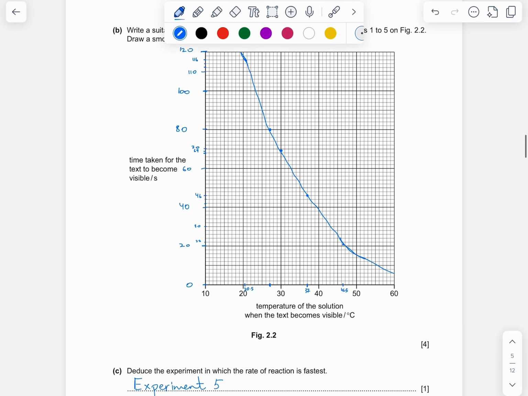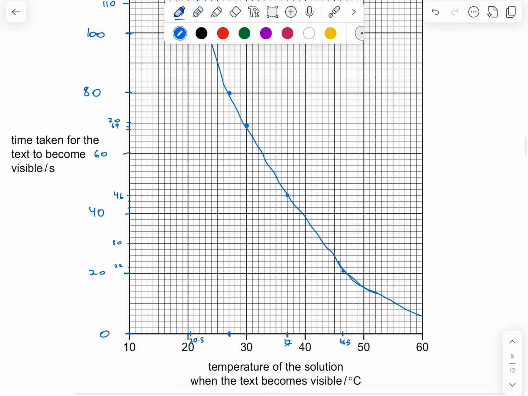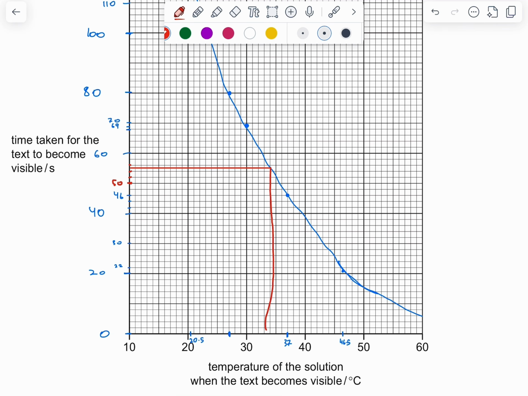All right, next question: use your graph to predict the temperature of the solution when the text becomes visible after 55 seconds. Show your working on the graph. So at 55 seconds, for that we want to look at 50, right? 55 would be after 52, 54 and 56, between them. So right here we are going to go and match over here, and we are going to come down like that, right?